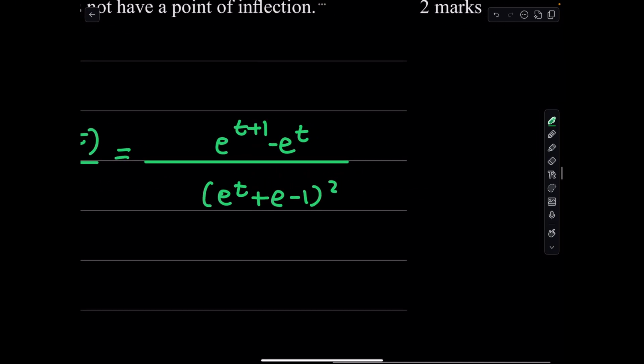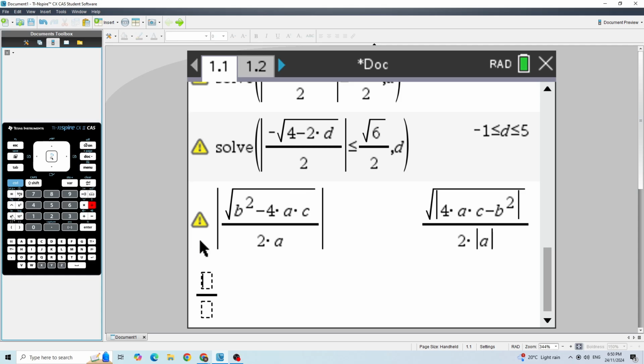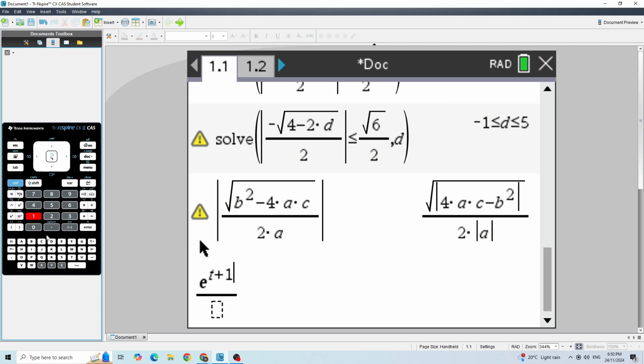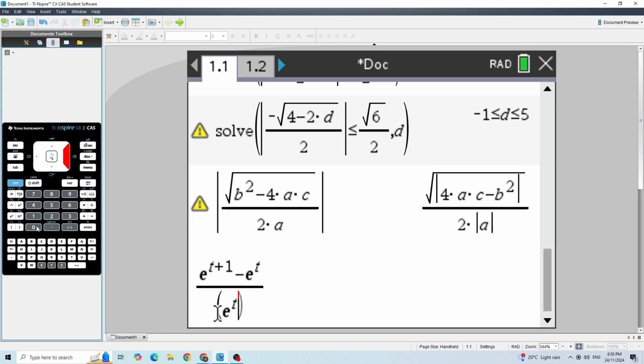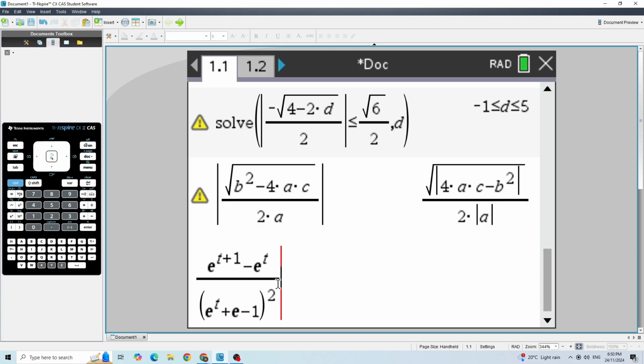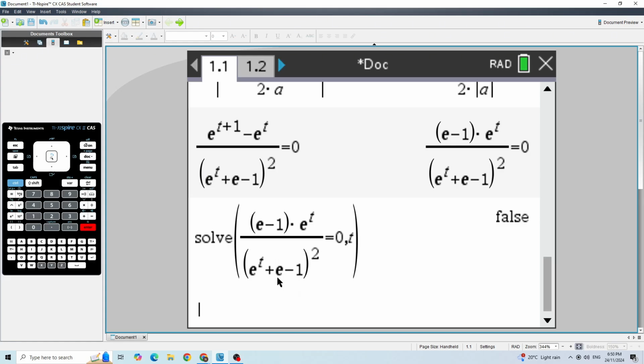Now, okay, so does this equal 0? I have no idea. So let's use our CAS and let's see if there's any solutions to this part here. So it says e^t times (e minus 1 minus t)... plus the constant e minus 1 squared. And that gives me, of course, equals 0. Solve answer, comma t. False. So there's actually no solutions.